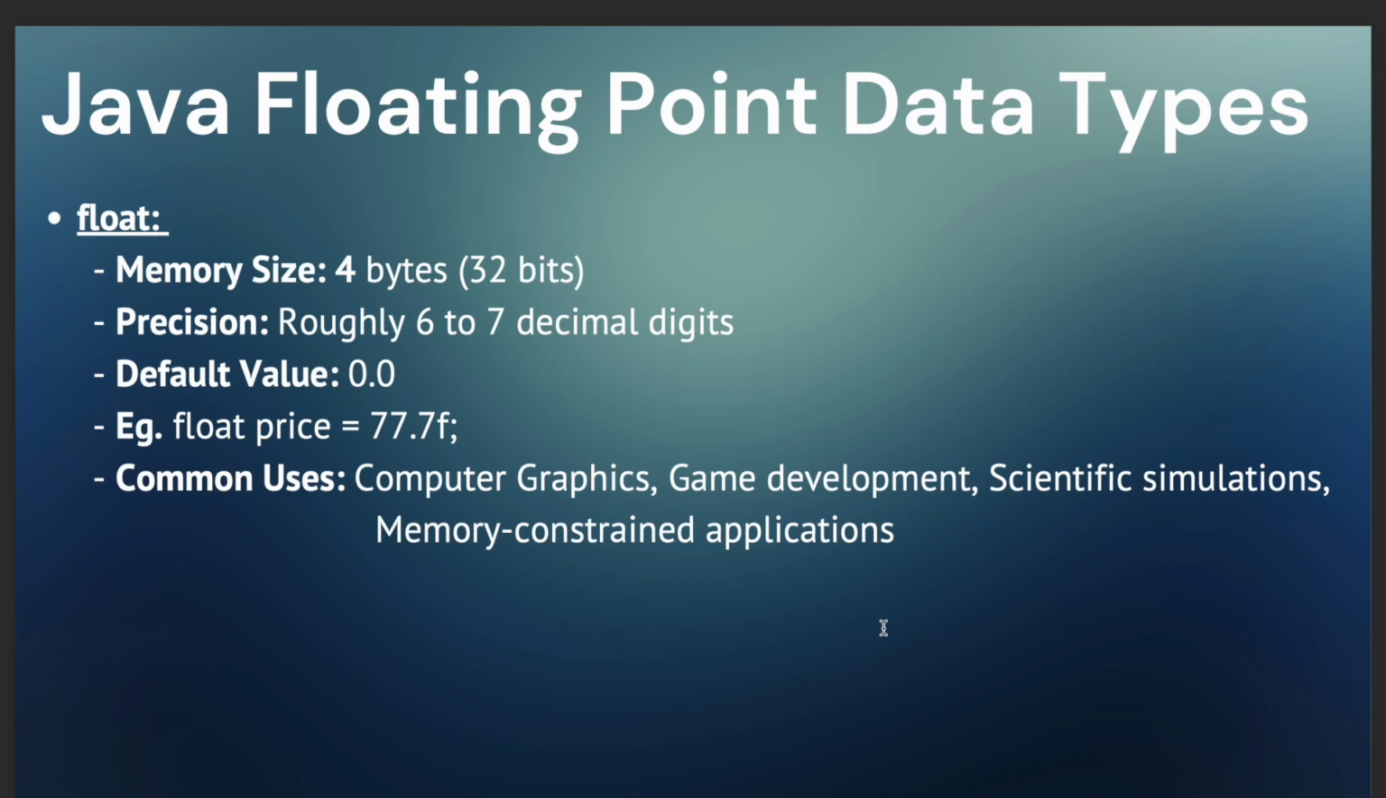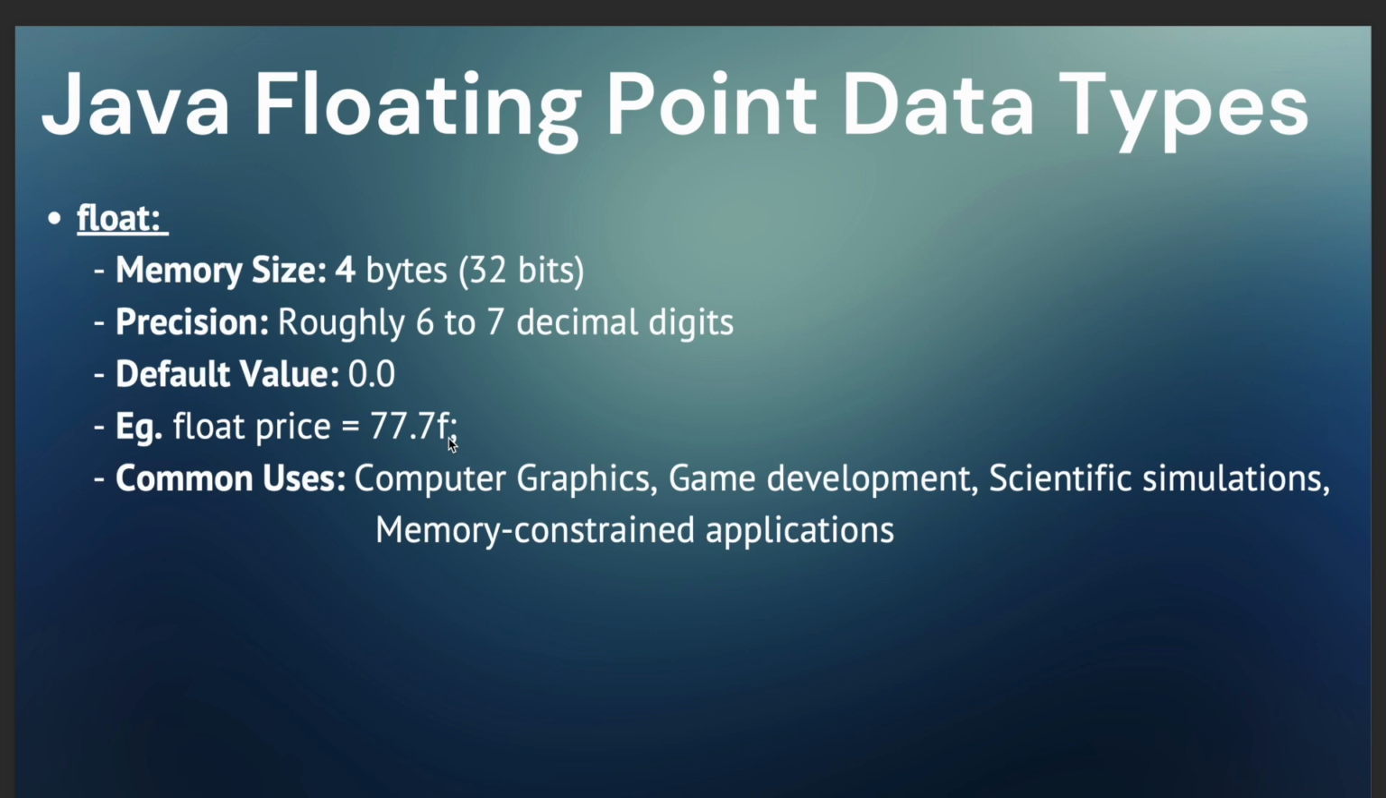Similarly, Java provides one data type for ordinary decimal values and another for situations where greater precision is required. Let's begin with float. Memory size is 4 bytes. Approximate precision is 6 to 7 decimal digits. Default value is 0.0. Example: float price = 77.7f. Notice the letter f at the end.